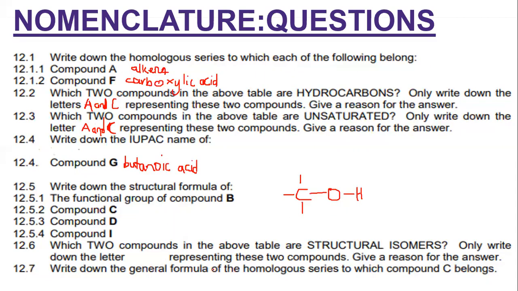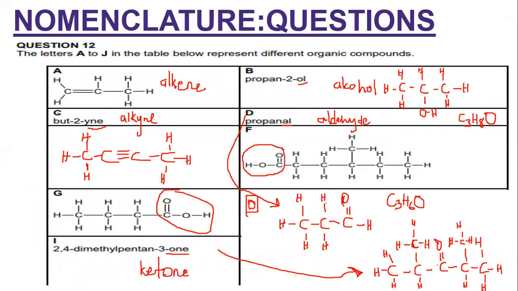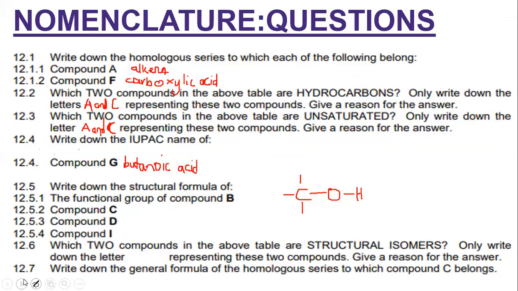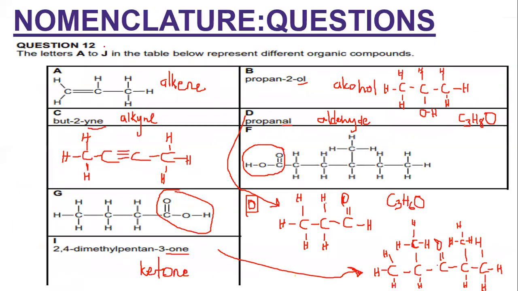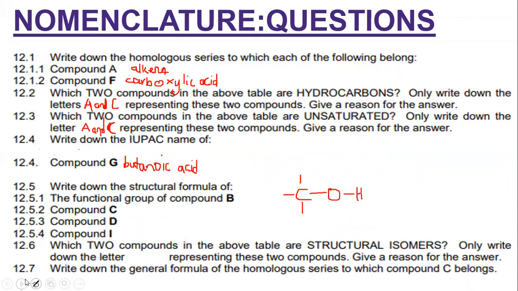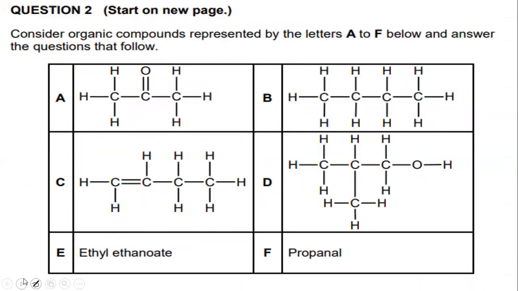Write down the general formula of the homologous series to which compound C belongs. Okay, sorry, we need to go back. Compound C, there you are, it's but-2-yne. Then it belongs to which homologous series? We said it is an alkyne. So it means we are done with this question. Okay, very good. We are going to look at this next question.